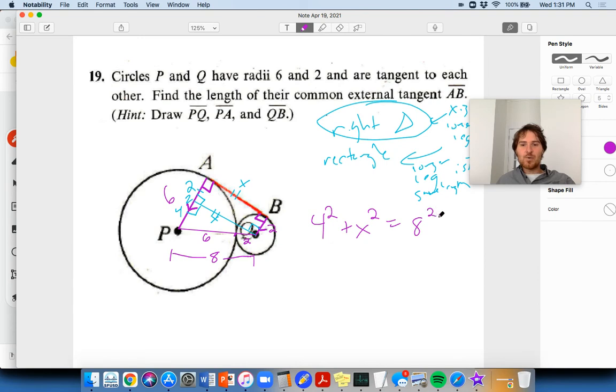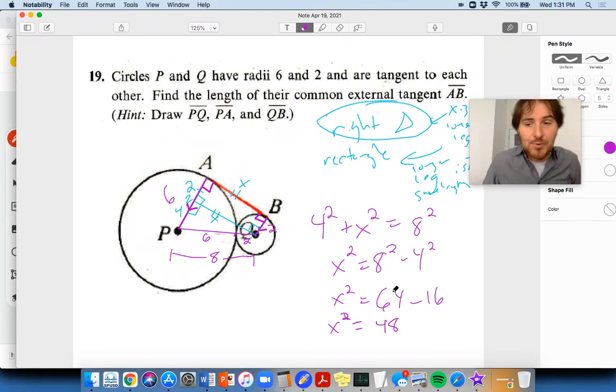This equals 8 squared. So now I've got x squared equals 8 squared minus 4 squared. I might as well start squaring those things. 8 squared is 64, 4 squared is 16, so I'm taking that away, and then I get x squared equaling 48. Now I have to do what we're practicing, simplifying square roots. So I'm going to square root both sides so I can isolate x. I get x equals the square root of 48.